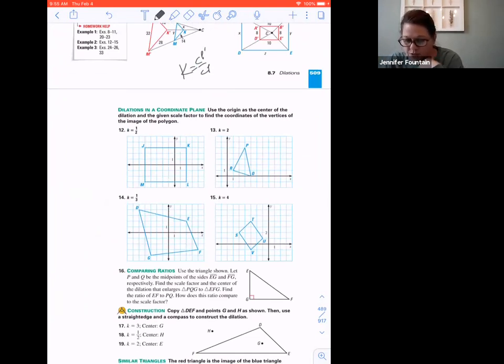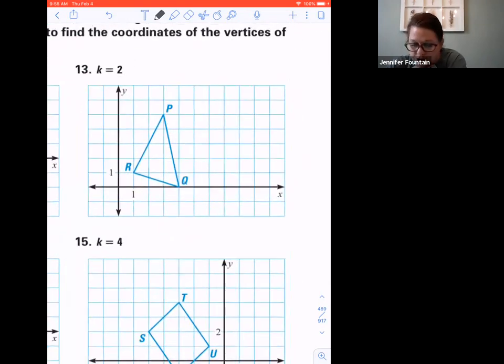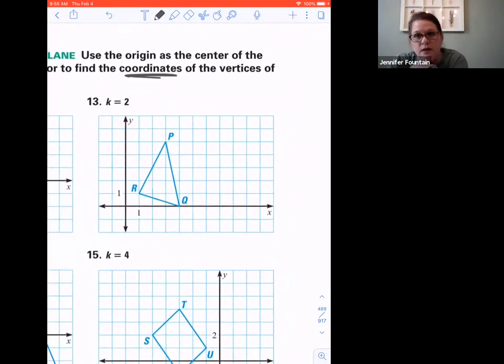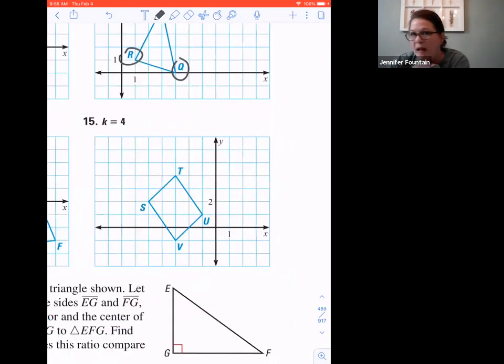Numbers 13 and 15, you can see that it says we need to use the origin as the center of the dilation, and given a scale factor, find the coordinates of the vertices of the image of the polygon. If you want to graph it, you're more than welcome to, but in this situation, I'm just having to find the coordinates. Okay, so I need to find the coordinates of P, Q, and R, then multiply by my scale factor to find my new coordinates. For the next one, find your coordinates of S, T, U, and multiply by your scale factor of 4.